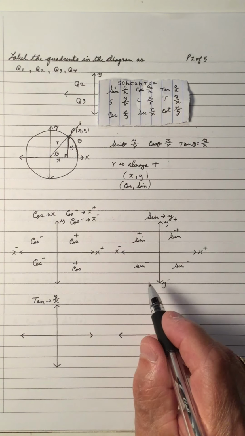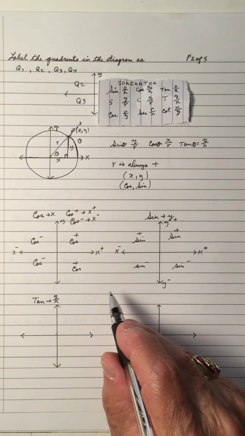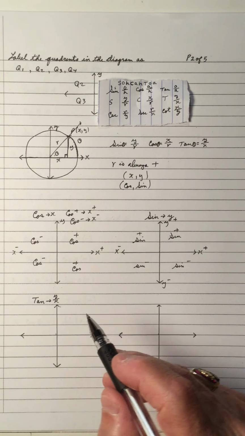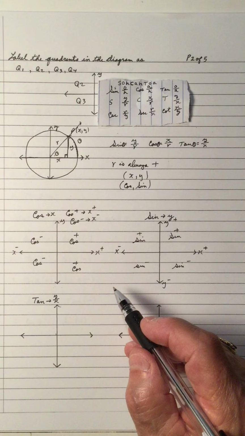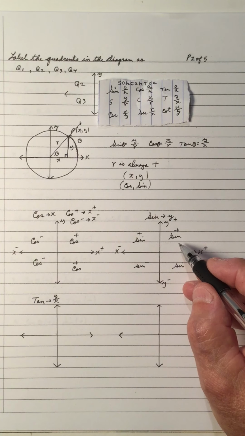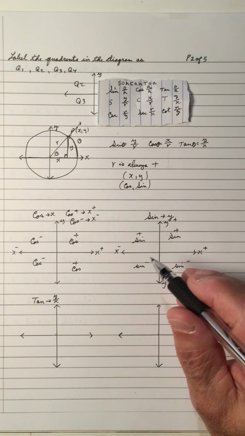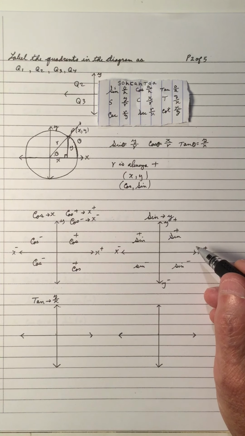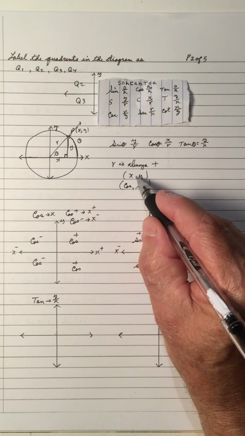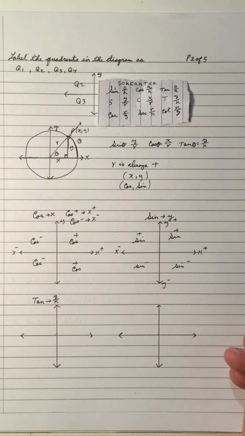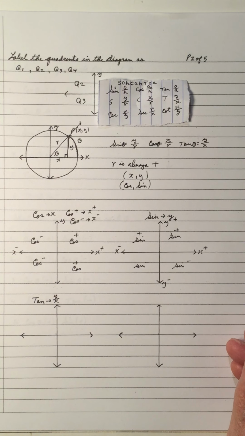If you understand that cos is associated with dx, so therefore cos is positive where x is positive. Sine is associated with the y, therefore sine is positive where y is positive. And sine is negative where y is negative. And again, remembering this, you understand how everything works.